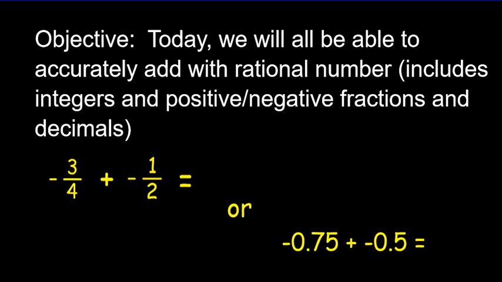Mr. Brescher here. Today's objective is that we're able to accurately add with rational numbers. Now, this would include integers and positive and negative fractions and decimals. We have some samples here, -3/4 plus -1/2, or -75 hundredths plus -5 tenths. And we'll be able to solve problems like this with positive and negative fractions and decimals by the end of this lesson.